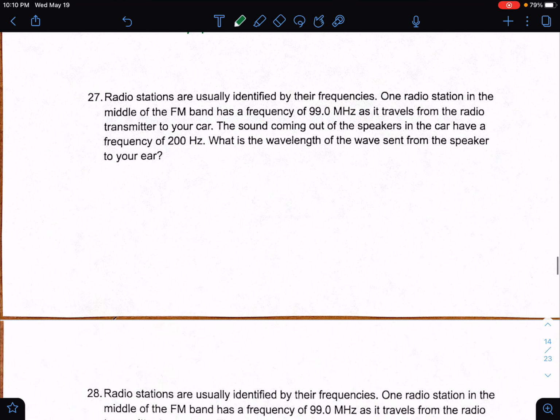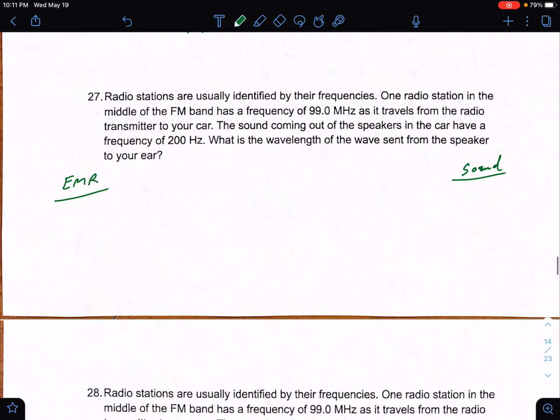Okay, 27. Radio stations are usually identified by their frequency. One radio station in the middle of the FM band has a frequency of 99.0 megahertz. As it travels from radio transmitter to your car, the sound coming out of the speakers in the car has a frequency of 200 hertz. What is the wavelength of the wave sent from the speaker to your ear? Okay, so the way you need to do this is you need to keep things separate. You have an EMR side to this question, and you have a sound side to this question. EMR waves all travel at the speed of light, which is c equals 3.0 times 10 to the 8th.